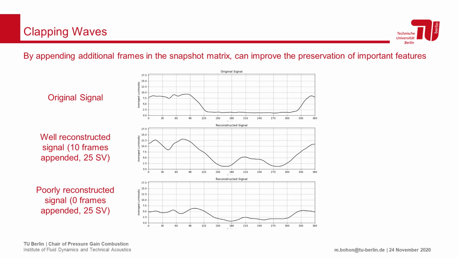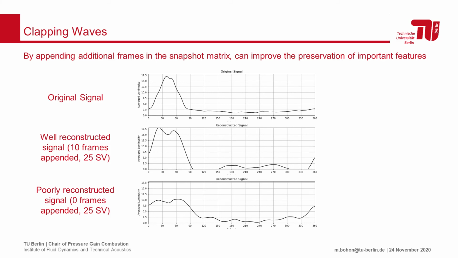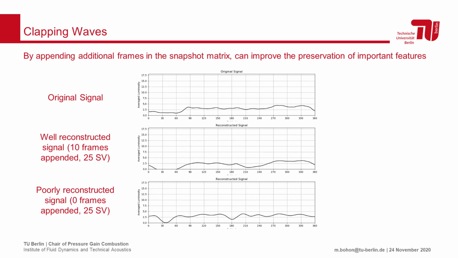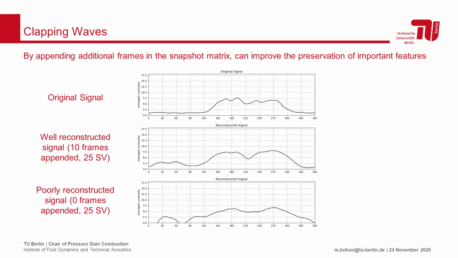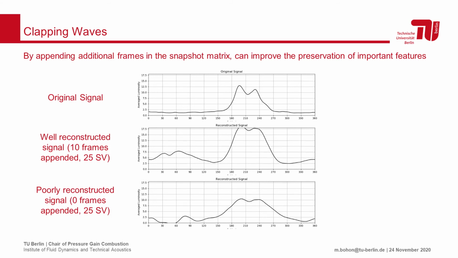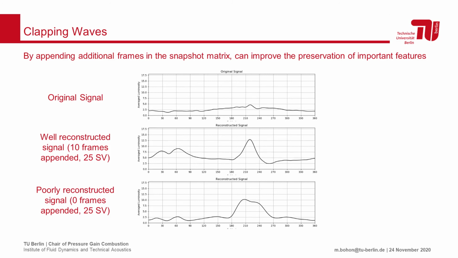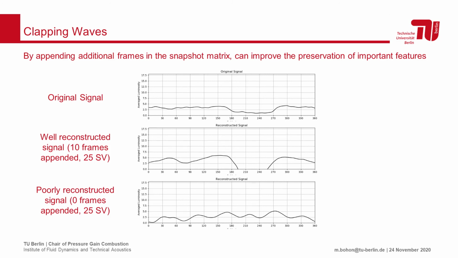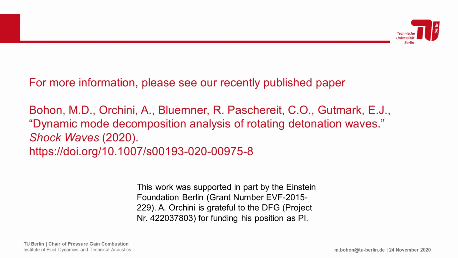Here, one can see that the reconstruction of the reduced set with 10 additional frames appended does a better job retaining the sharp features of the detonation propagation than the reconstructed set using the same 25 modes, but without this method of appending frames. In conclusion, it appears that the DMD can be a useful tool to identify the dominant features in preparation for a reduced order model.